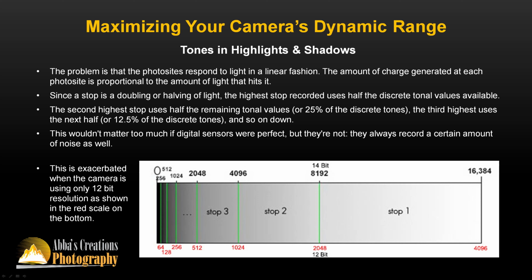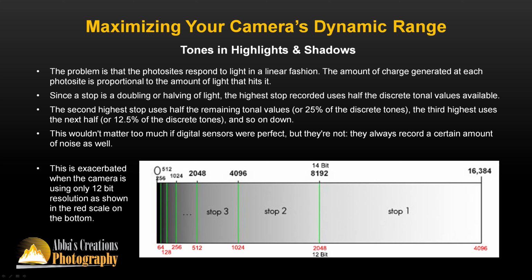So within this brightest stop area, it can record 8,192 unique values. For stop 2, it can only record half that many values, which is 4,096 values. At each stop, toward the darkest on the left, each stop has half as many values as the previous stop. So in this example, at the darkest stop, 7, we are only able to record 256 unique values.